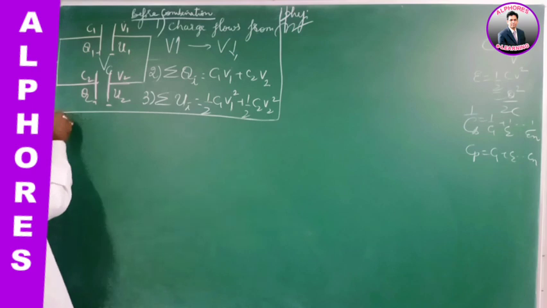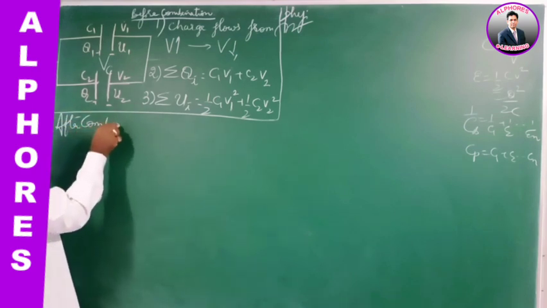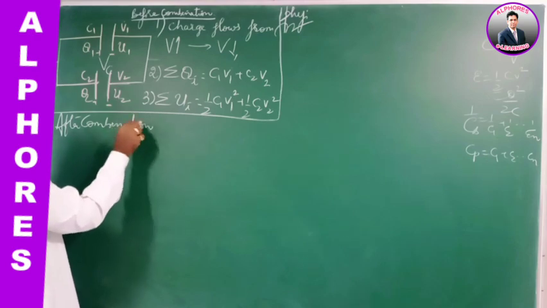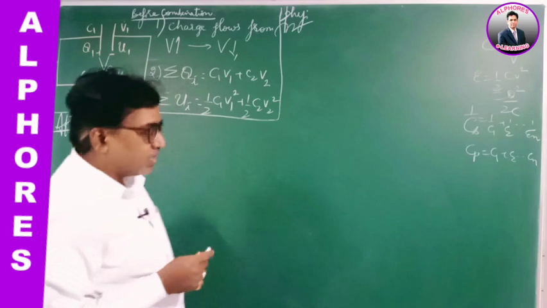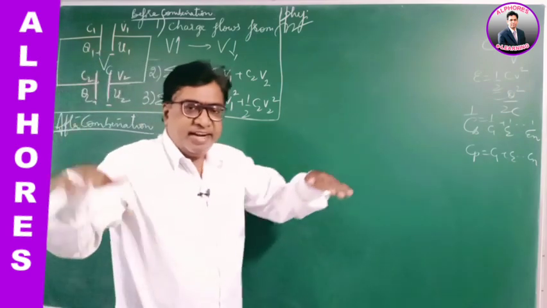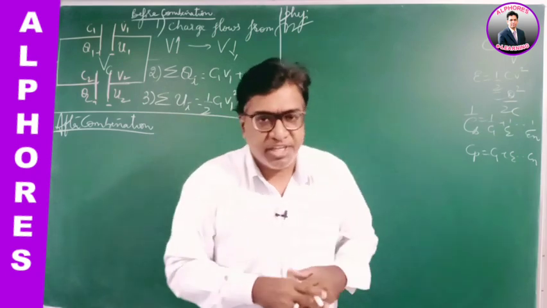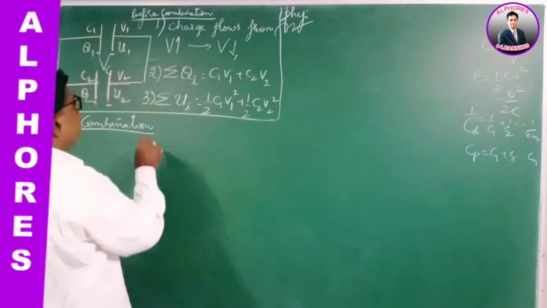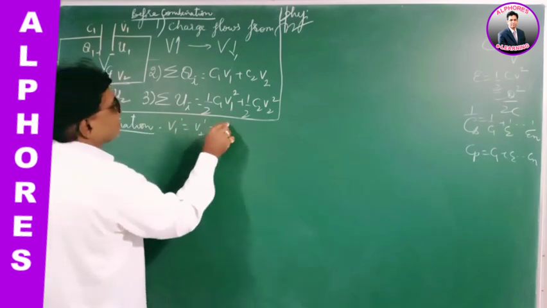After they are combined together, what will be the total charge and total capacity? Now both attain the same potential. When both are at the same potential, charge flow stops. They are said to be in electrical equilibrium, right? So when electrical equilibrium is obtained, V1 dash is V2 dash is equal to Vc.